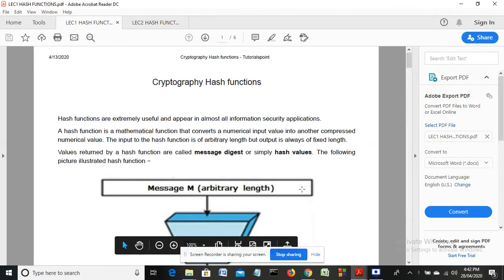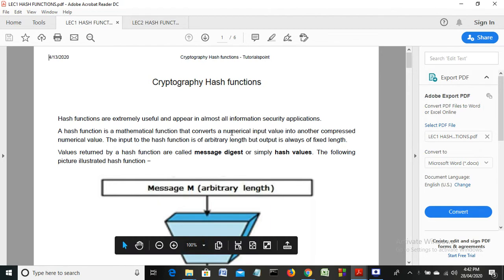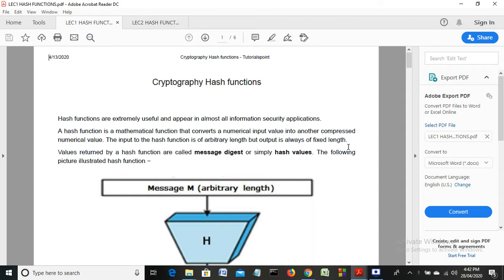So in this lecture, we are going to see hash functions. Hash functions are extremely useful and appear in all information security applications. A hash function is a mathematical function that converts a numerical input to another compressed numerical value. The input to the hash function is of arbitrary length, but the output is of the same length.